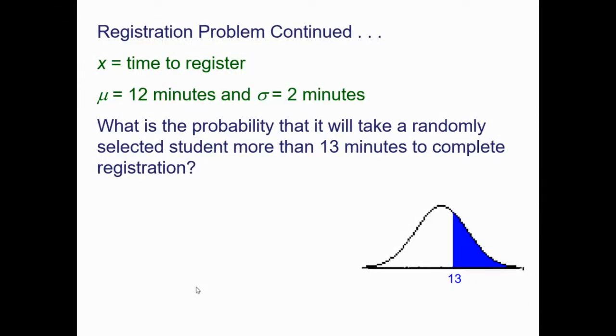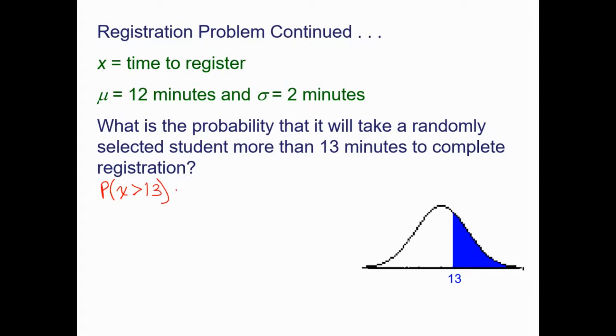What's the probability that it will take a randomly selected student more than 13 minutes to complete registration? We want the probability that x is greater than 13. Well, before I even think about the table giving me only less than, let's standardize. That should be your first step almost every time. Standardize.